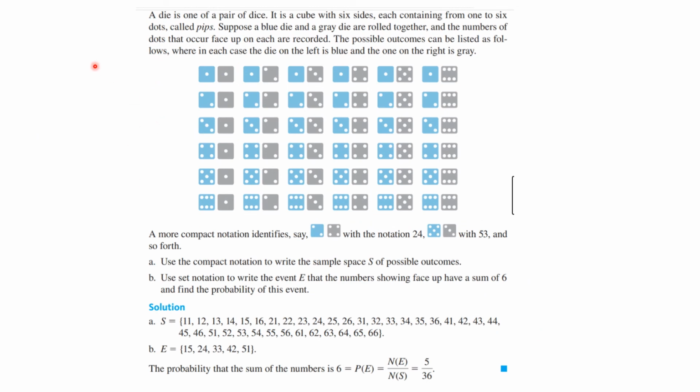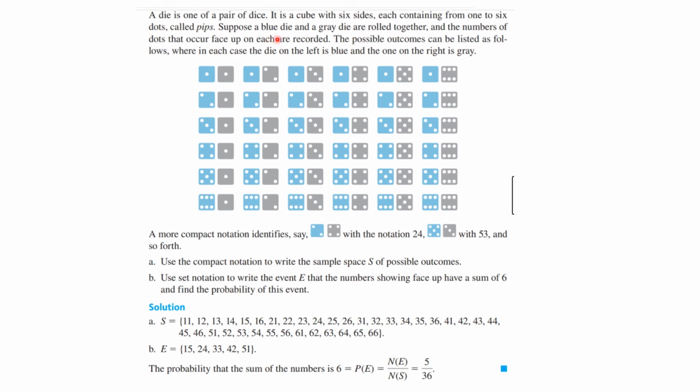Let's look at another sample space and event consideration. So a die is what you call one of a pair of dice. So here is a pair of dice. And a die is a cube with 6 sides, each containing from 1 to 6 dots. And the dots in Britain are called pips. And so we'll talk about 1 through 6 pips. And I think many of you have played with these things in certain games before, Yahtzee or Monopoly or some board game.